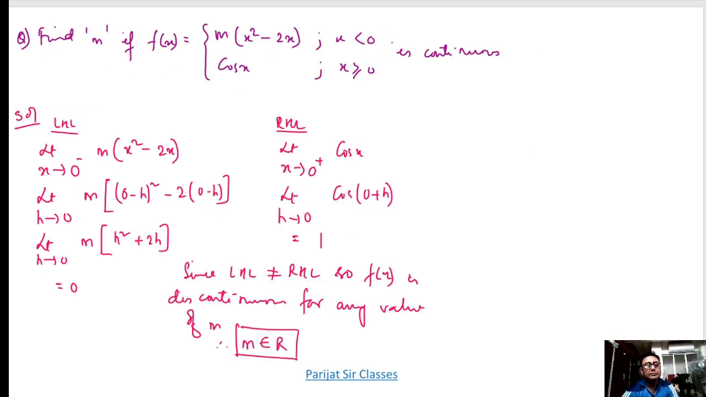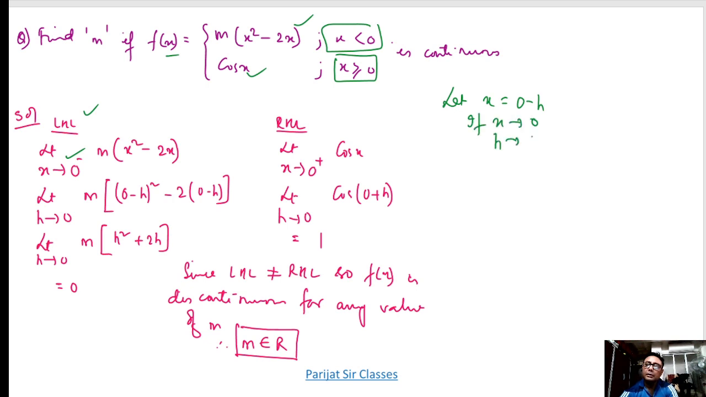Let's see the next function. Find m. f(x) is given as this. For x less than 0, I will choose this, and for x greater than or equal to 0, I will choose this. So left hand limit, x less than 0. Let x = 0 minus h. If x tends to 0, h tends to 0. In place of x, I will put 0 minus h. Solve it. Now put the value of h, so we get the answer as 0.